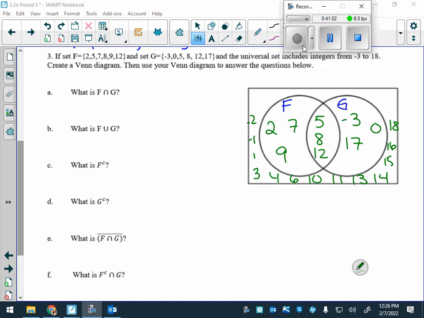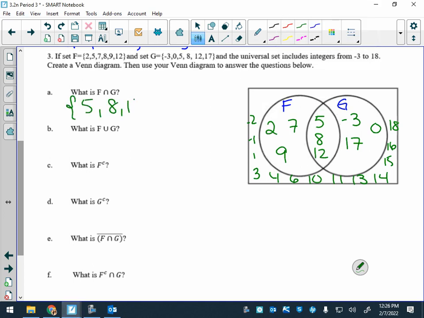All right. So F and G. What would be in F and G? Abigail? 5. Good. 5, 8, and 12. That's the intersection. Then F or G or both. Yep, right. Good. Good. All right.